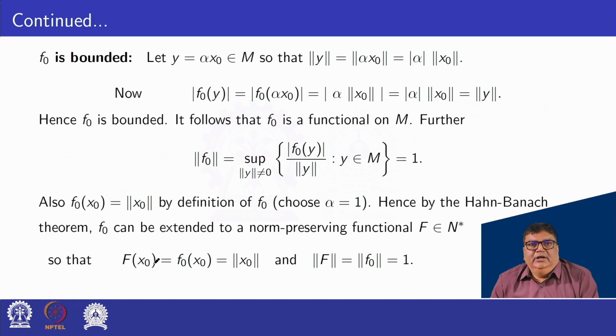So that f of x0 is equal to f0 x0, and f0 x0 is norm x0. Dividing this by norm x0 and applying the definition, we have norm f is equal to 1, and also norm f0 is equal to 1, and hence norm f is equal to norm f0 is equal to 1.